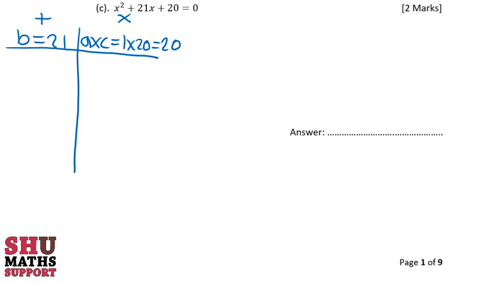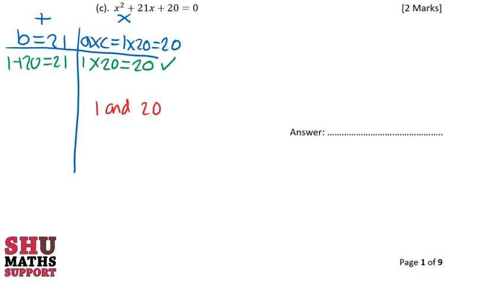So we'll start with 1 again. So we have 1 plus 20 is equal to 21. And then we have 1 times 20 is equal to 20. Cool, so this one straight away is the one we want, because we have two values that add together to make 21, and we have the same two values that times together to make 20.